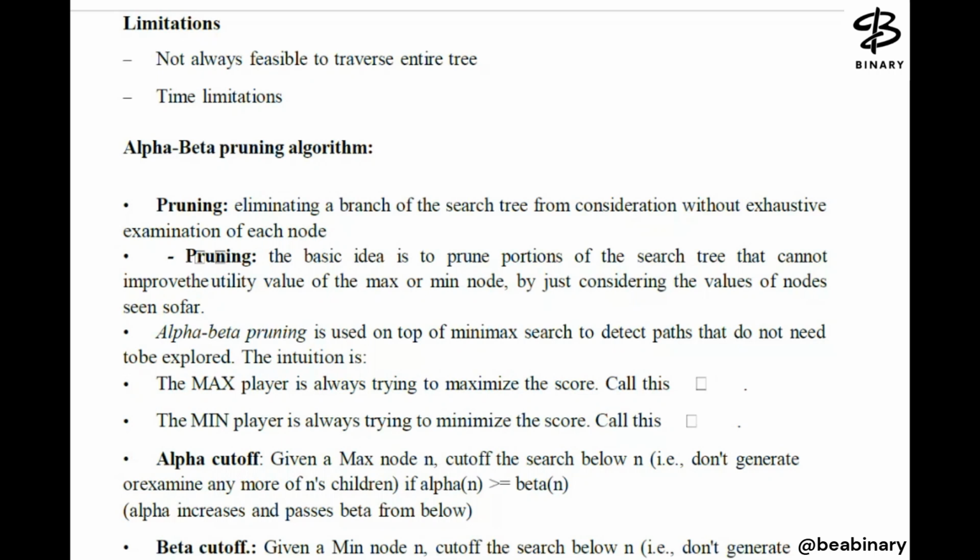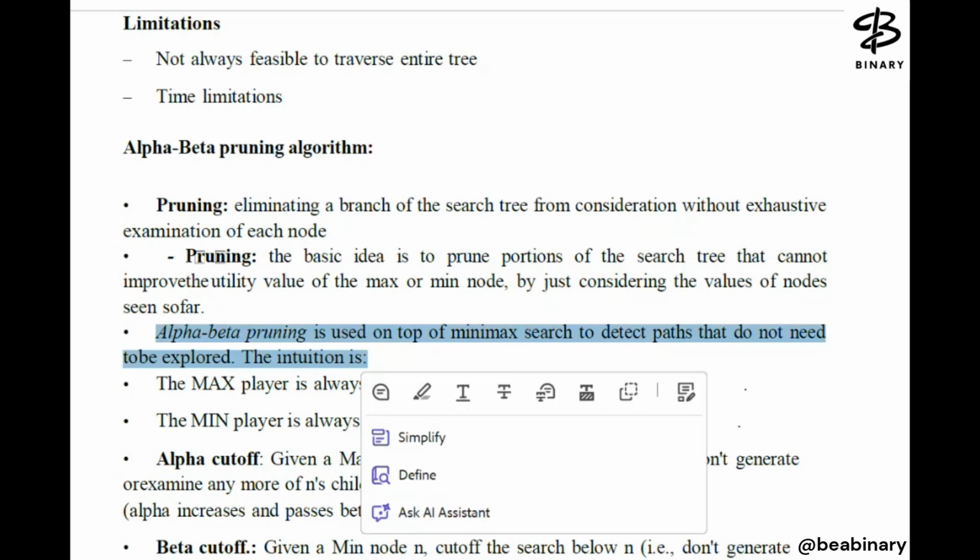So here we are basically eliminating a particular portion of a search tree that cannot improve the utility value further, by just considering the value of a node seen so far. So how is alpha beta pruning used? It is used on top of a minimax search to detect paths that do not need to be explored.